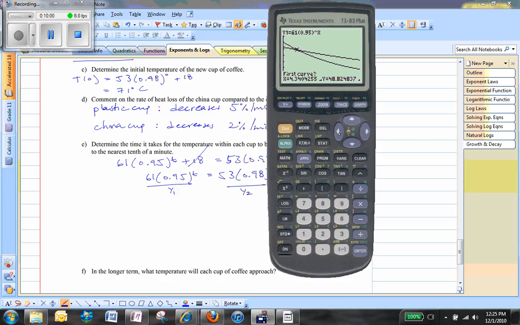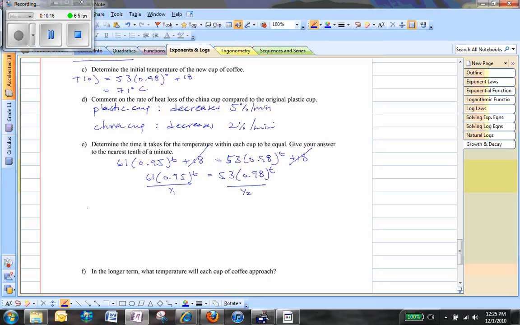I want to be before the intersection point, somewhere before it. I'm going to hit enter. First curve, second curve, hit enter. I'm going to let it guess for me, and it's going to come out saying 4.5 and 48.3. So if I was to draw a sketch of this, my sketch would look like this. And this intersection point was 4.5, 48.4. Therefore, the temperatures will be the same after 4.5 minutes.